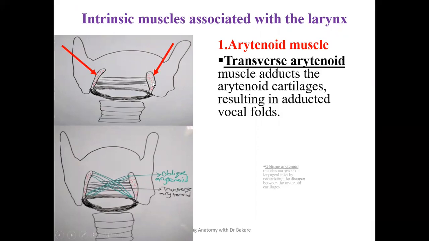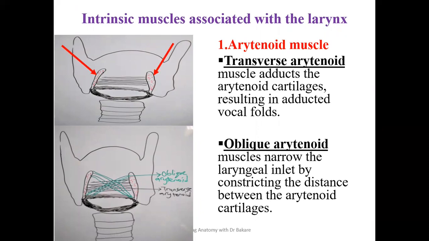So we have two types of arytenoid muscle. We have the transverse arytenoid muscle and we have the oblique arytenoid muscle. These two muscles, of course, connect the arytenoid cartilages together, one on the right and one on the left. The transverse, as the name implies, means that they run transversely from one arytenoid cartilage to the other. So this is the transverse arytenoid muscle connecting the right arytenoid with the left arytenoid, with fibers running in a transverse pattern.